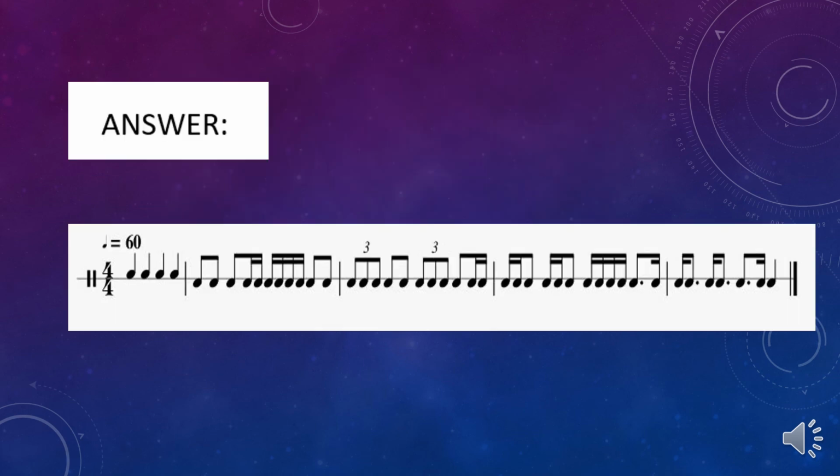Right, here's the answer. Of course, I've thrown in triplets, all sorts of wonderful, delectable figures here. Right, check your answer carefully. Give yourself a mark out of 16, please. You should be getting very familiar with this process by now.